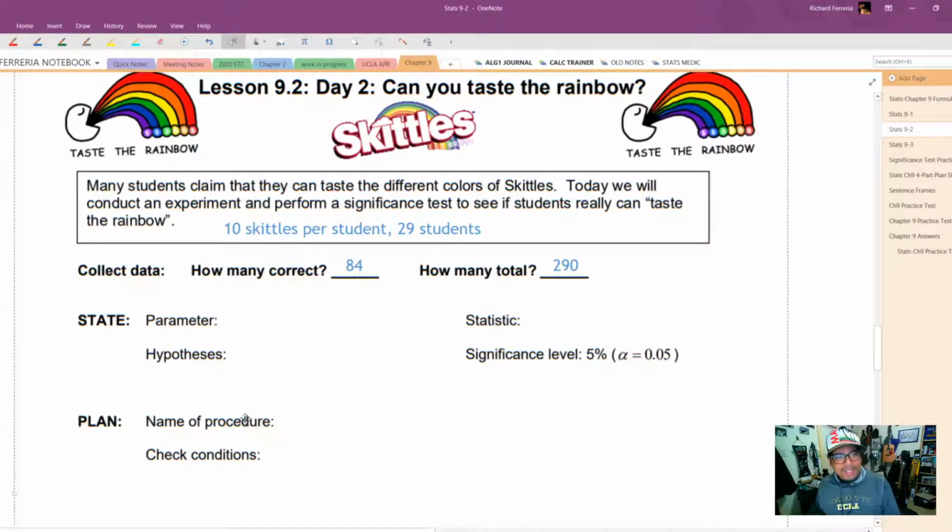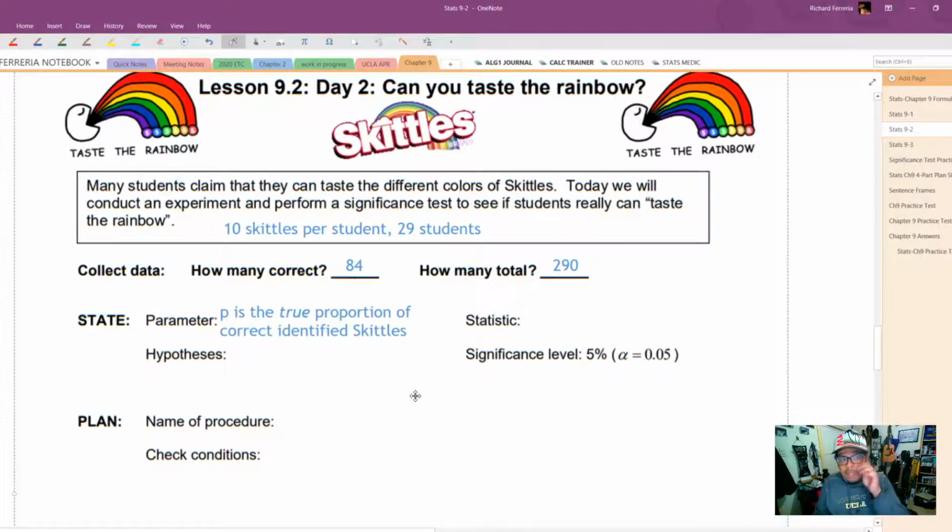And in the state section, there are four things you need to state. Number one, the parameter. Number two, the statistic. Number three, the hypotheses. And number four, the significance level. So let's start with the parameter. Here, we're talking about Skittles, and we're talking about a proportion. So this is the proportion of Skittles that are correctly identified.